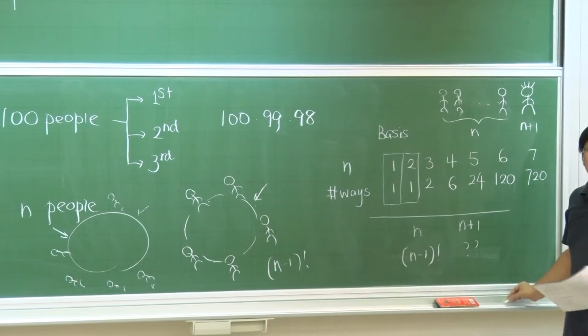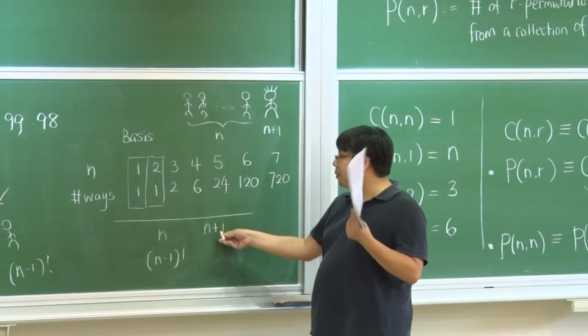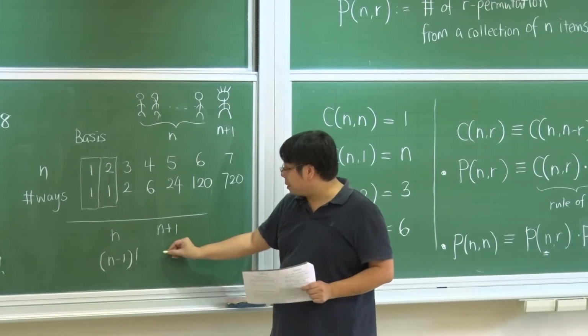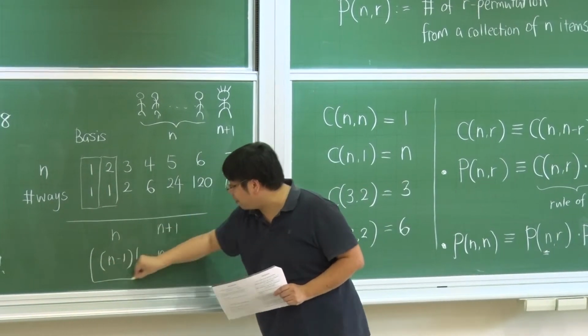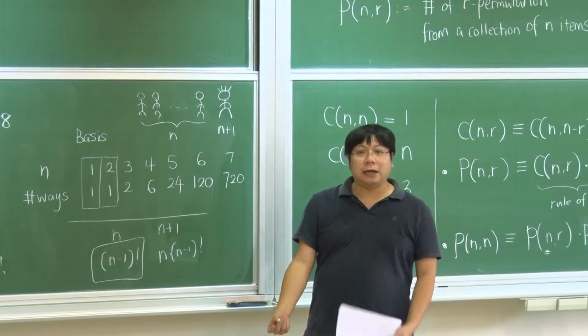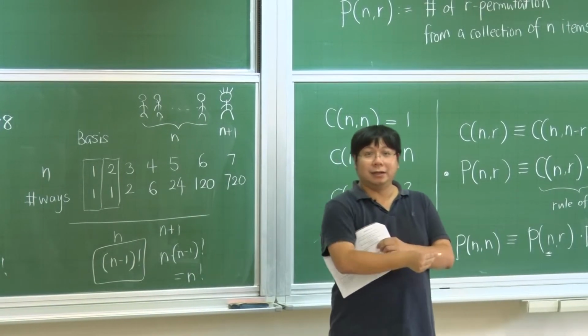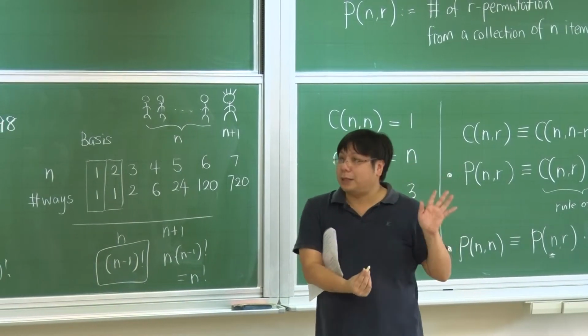So in that case, mathematical induction tells us that the number of ways to have an n plus 1 arrangement must be equal to n times this number. And n times n minus 1 factorial is exactly equal to n factorial. Is that okay? So this is the first way that we prove it.